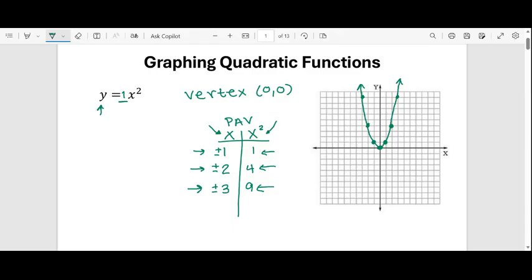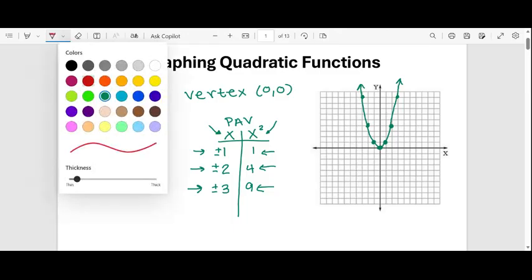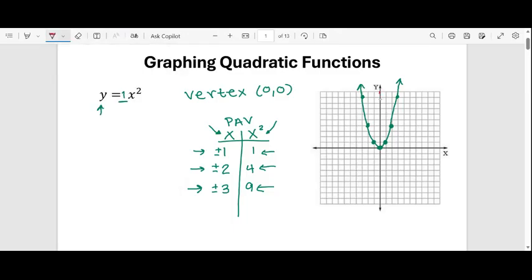Just as a side note, so you're aware, the axis of symmetry would cut straight through the center at x equals 0. So there is symmetry on either side. It should look exactly the same on either side. So x equals 0 would be your axis of symmetry if you need that. And then if you need your domain, that would be how far to the right and left it goes.